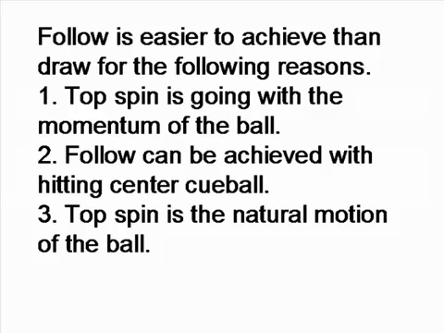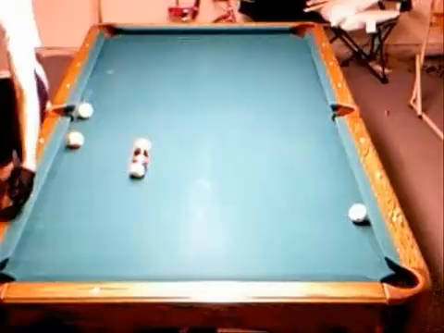Second, follow can be achieved with hitting center or below the cue ball because topspin is the natural motion of the ball. The longer it travels across the table, the more the action of the ball deteriorates from draw to slide to follow. All cue ball shots naturally want to end with follow.